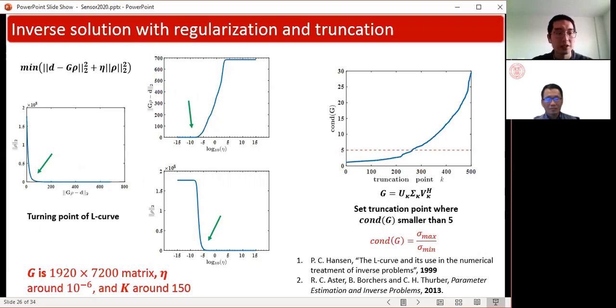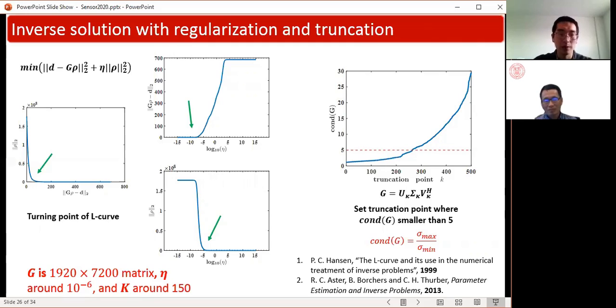To determine the regularization parameter eta, we need to find a balance between the accuracy of the solution and the robustness against noise. We can see from the two plots in the middle that as we increase the penalty on the second norm of rho, the residual term, d minus G rho, increases, and the regularization term decreases. The very popular L-curve technique is adopted here, where the plot of the two terms is generated, and the turning point of the L-shaped curve is chosen to be the place where the optimum regularization parameter happens.